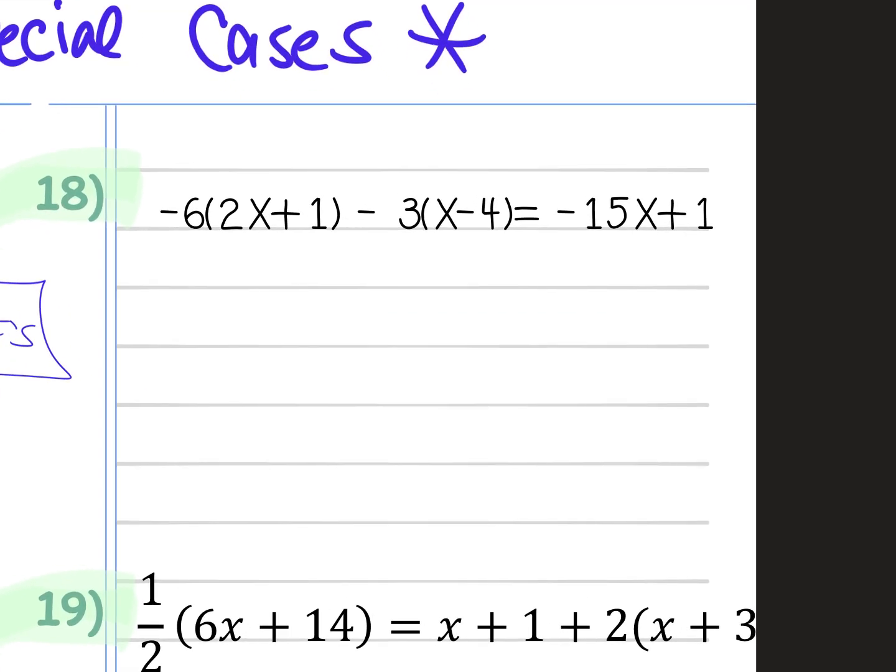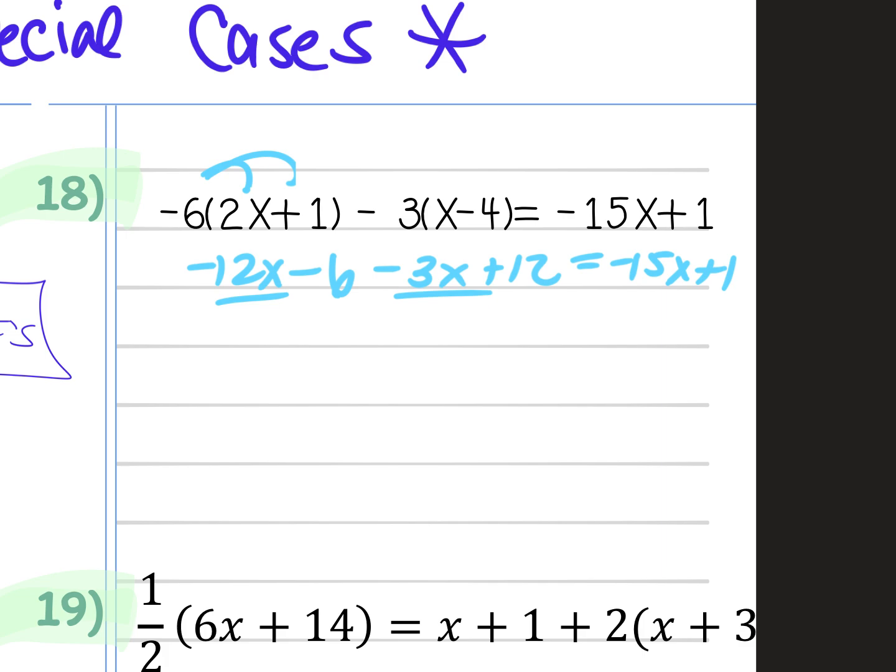Let's distribute that -6. So negative 12x minus 6 minus 3x plus 12 equals negative 15x plus 1. What is a negative 12x and a negative 3x? Negative 15x, and then I have negative 6 and a positive 12, so plus 6 equals negative 15x plus 1. What's the answer to this one?